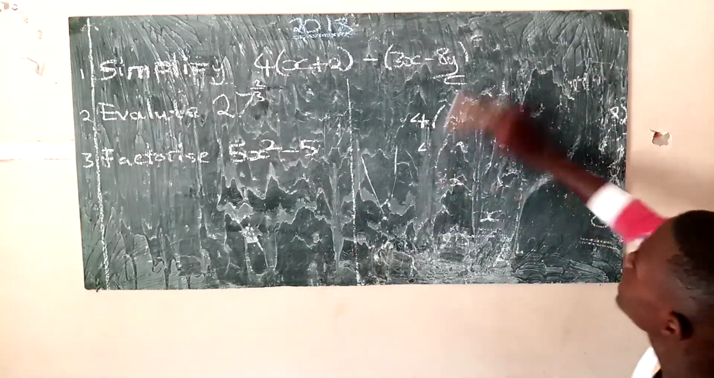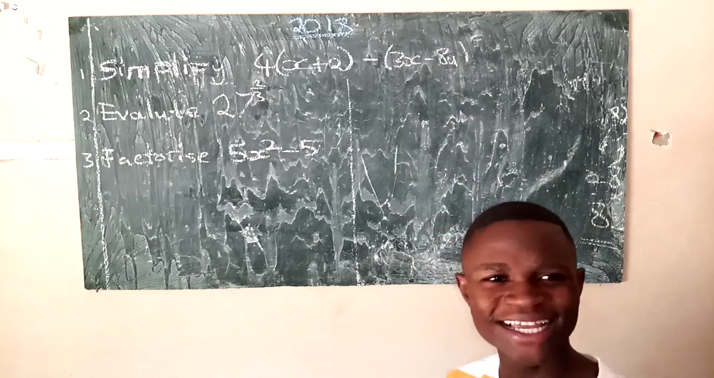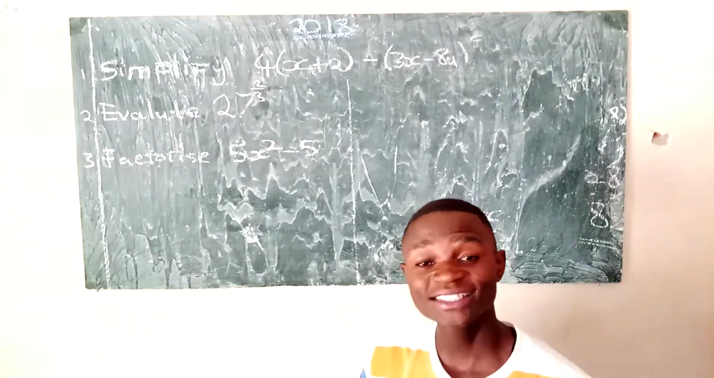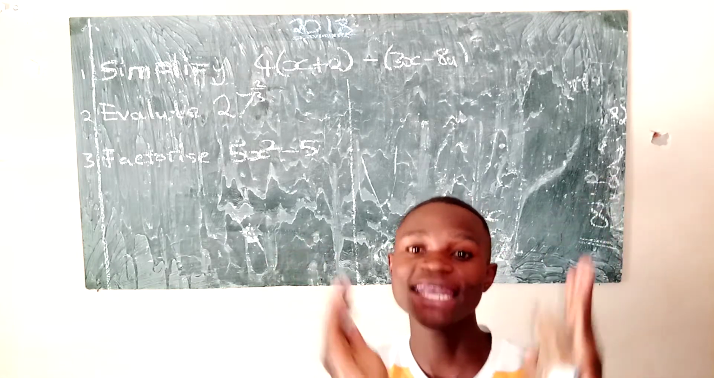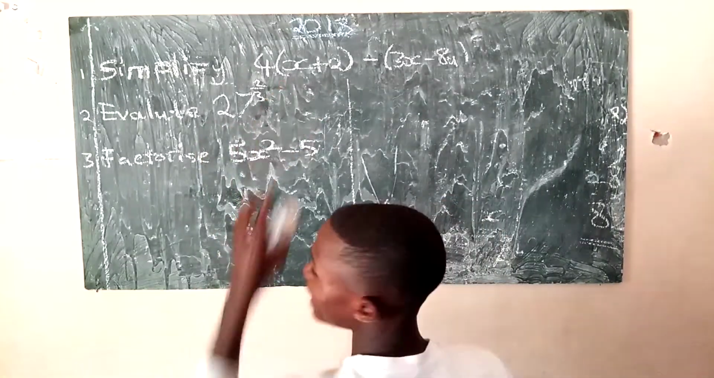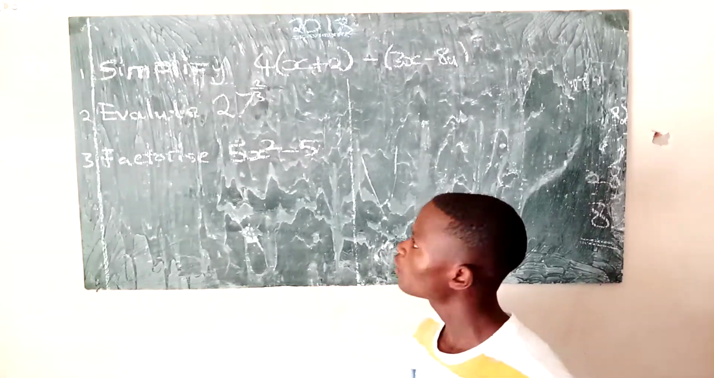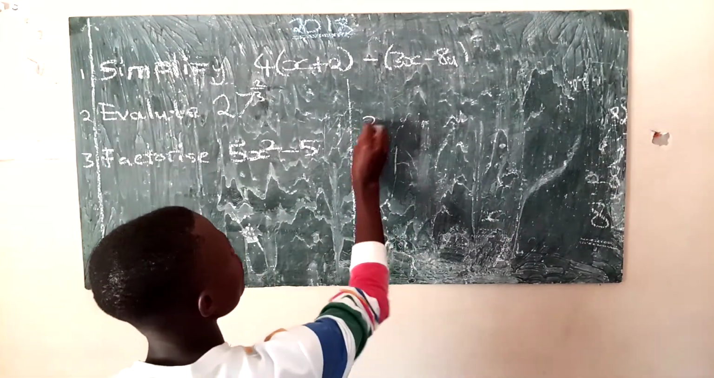We go to the second one. It is saying evaluate. What does it mean when they say evaluate? What is the meaning of the word evaluate? That means they are asking you to come up with a number after solving. You come up with a number, which means you've evaluated it. Okay, so we go to the second one.